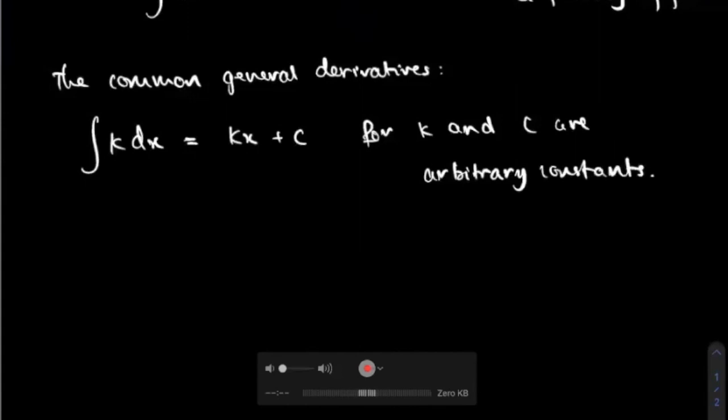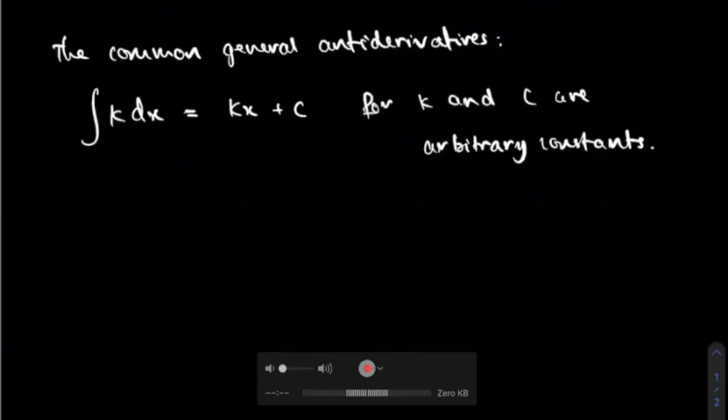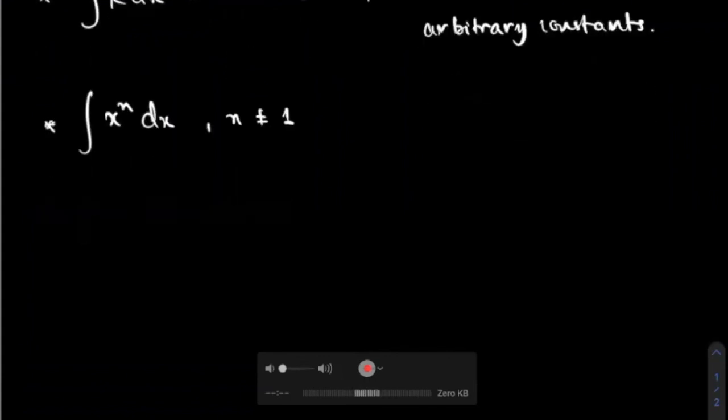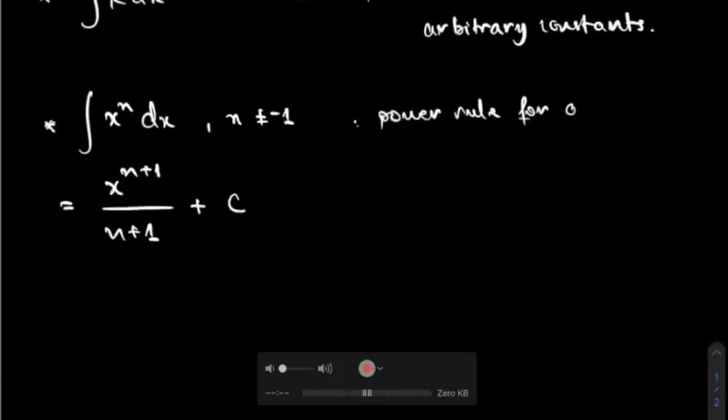So the indefinite integral is another way to say that you want to find the most general antiderivative. Sorry, this is supposed to be antiderivative, not derivative. So that's the first formula. The second formula is the power rule for antiderivatives. The indefinite integral of x to the power n dx, when n is different from -1, is equal to x to the power n plus 1 divided by n plus 1, plus a constant c. This is the power rule for antiderivatives.